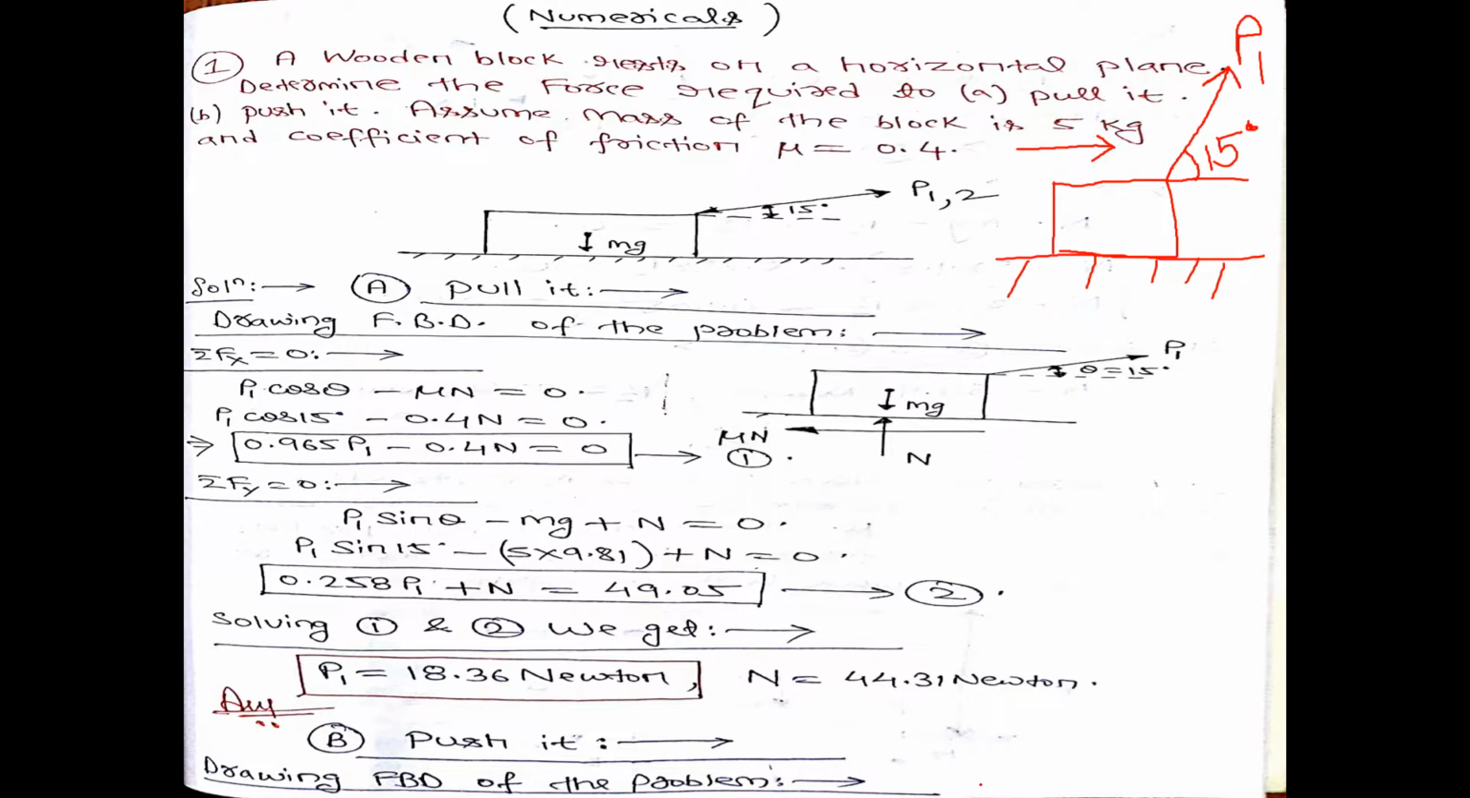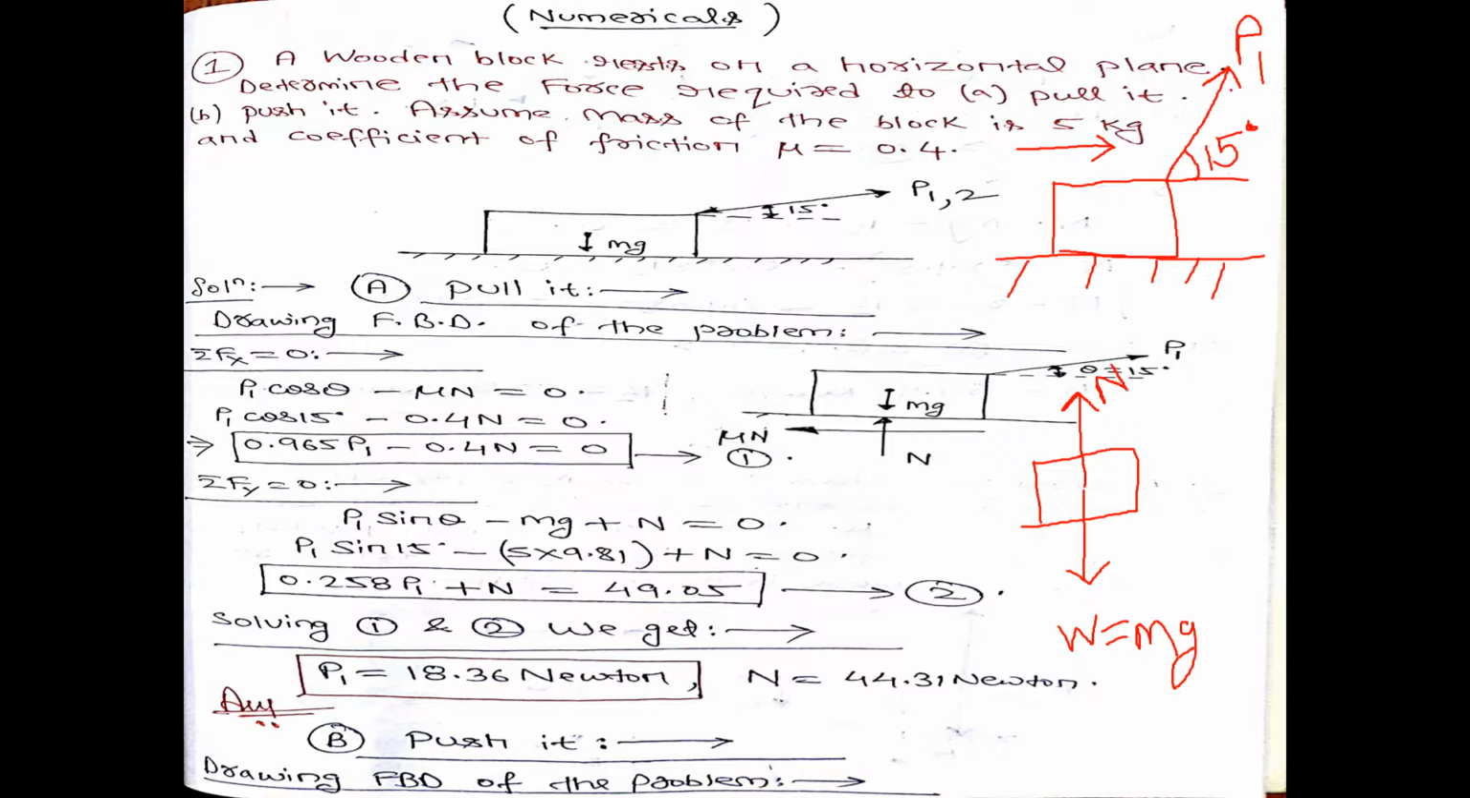So in order to find out the value of pull force P1, let us draw the free body diagram of the block. For this block, weight of the block, that is W, is equal to mg, acting vertically downward from the center of gravity. And this block is placed on this horizontal surface, so the horizontal surface will give a normal reaction to this block in vertically upward direction. Say that normal reaction is nothing but N.